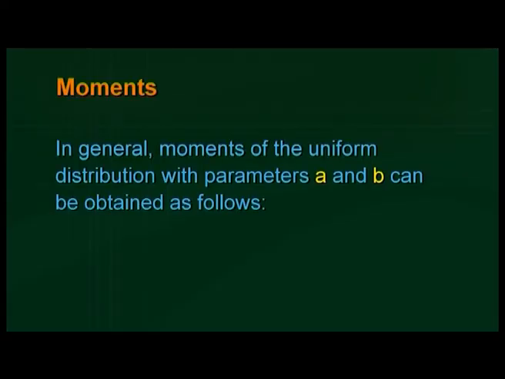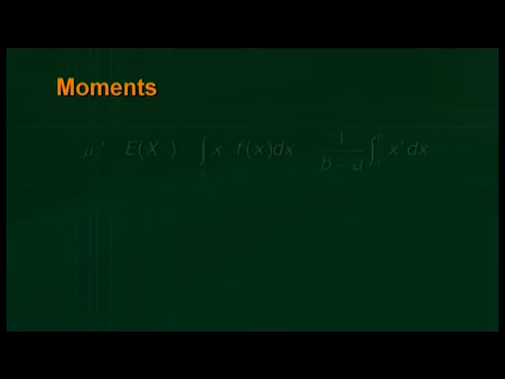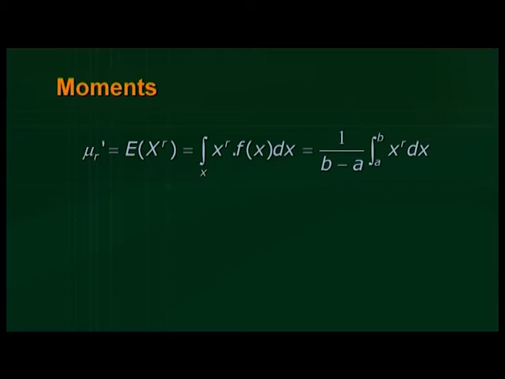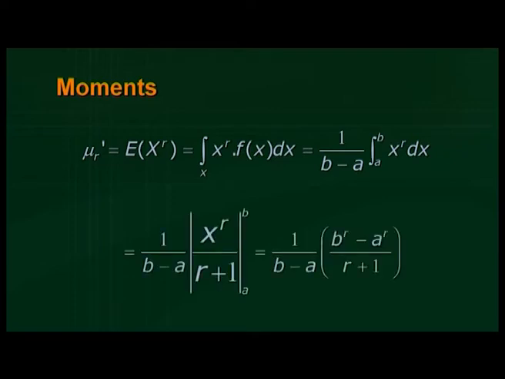In general, moments of the uniform distribution with parameters a and b can be obtained as follows. μ_r' is equal to the expectation of x^r, which is the integral over x of x^r f(x) dx, equal to 1 divided by (b minus a) into the integral from a to b of x^r dx, which is equal to 1 divided by (b minus a) into [x^(r+1) divided by (r+1)] ranging from a to b, which is equal to 1 divided by (b minus a) into (b^(r+1) minus a^(r+1)) divided by (r+1).